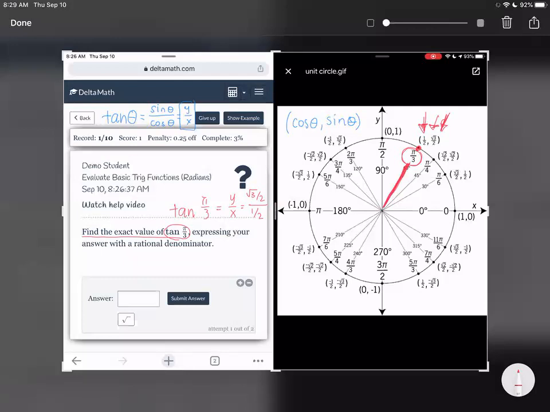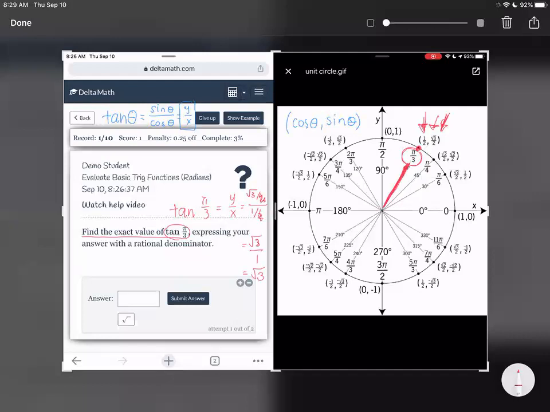Okay, so we found the pi over 3. We put the y over x because this is our tangent. And now we just need to simplify this mess of a fraction. So it's root 3 over 2, and then it's 1 over 2. Since both the numerator and denominator have an over 2, you can just ignore the over 2. In other words, we're multiplying the top and bottom by 2. So let's just cancel it out. We get root 3 over 1, which in other words is root 3.